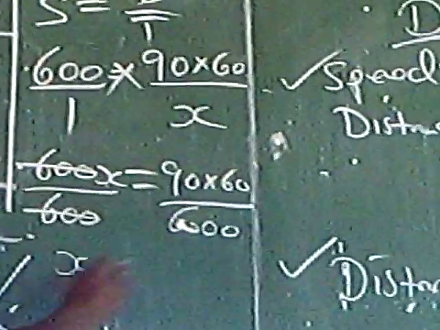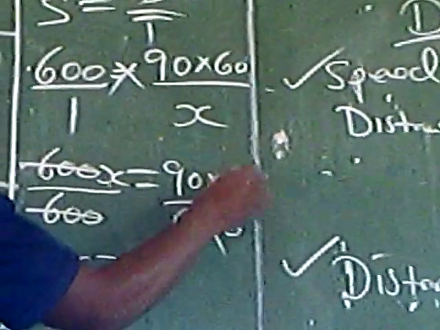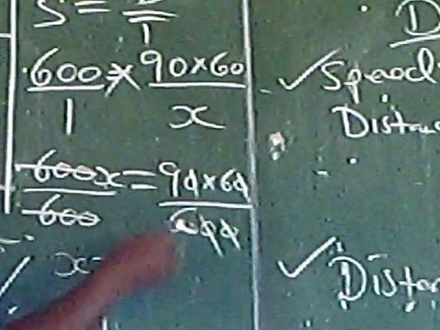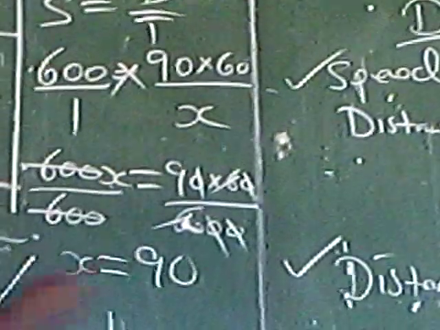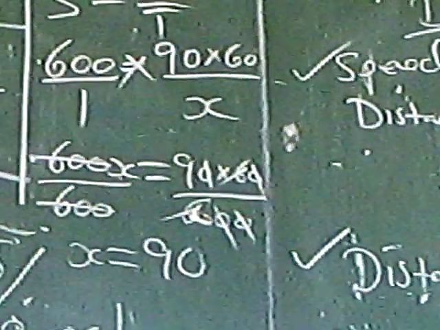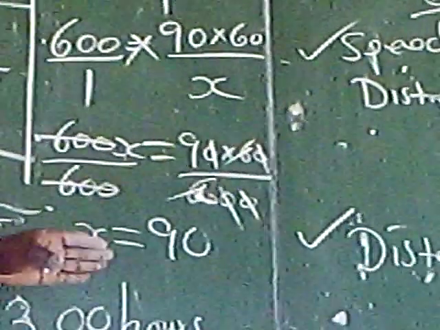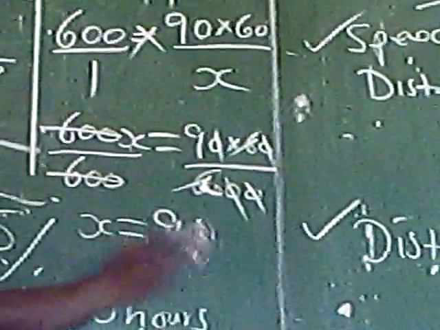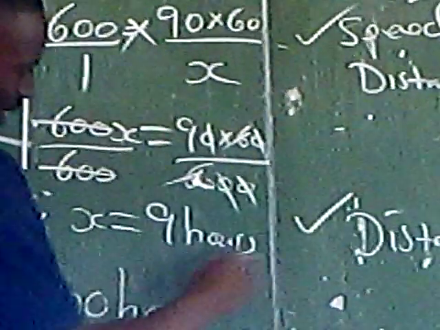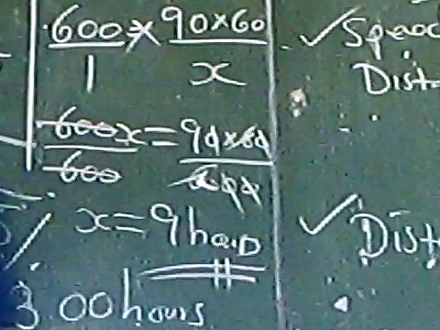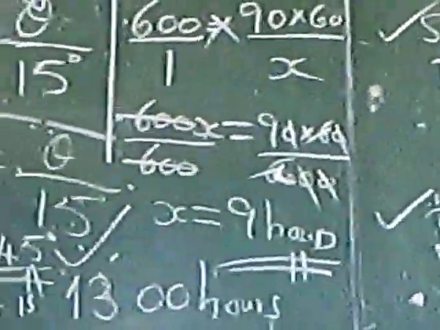And this will be x is equal to cancel, cancel, cancel, cancel. Cancel, cancel. So I simply have got the 90. 90 what? 90 hours. How long? So, 9 hours, sorry. Yeah, it's actually 9 hours. And of course, this will be 9 hours there. So that was actually how long this particular plane took.